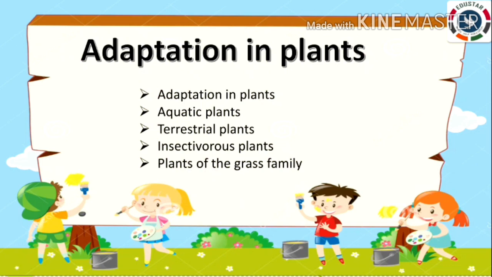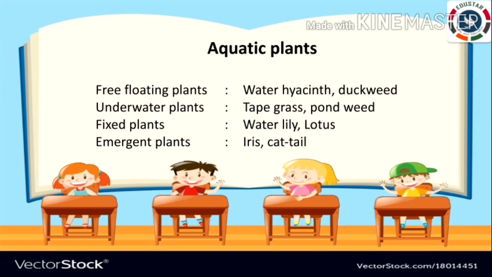There are basically two kinds of plants: aquatic plants and terrestrial plants. So, what are aquatic plants? The plants that grow in water are called aquatic plants. These are the types of aquatic plants: free floating plants, underwater plants, fixed plants, emergent plants.